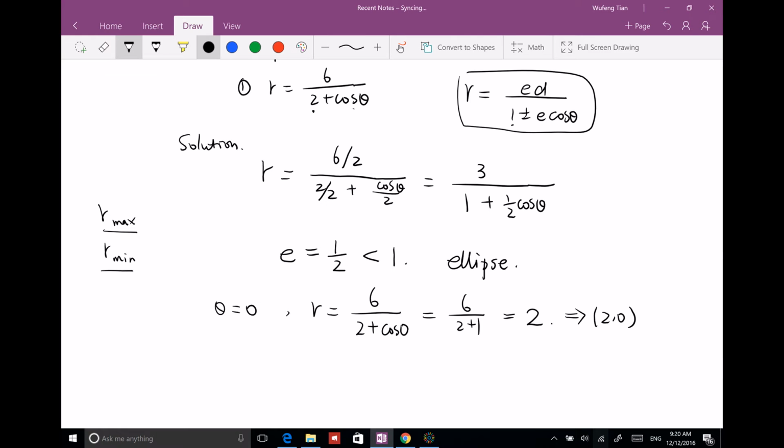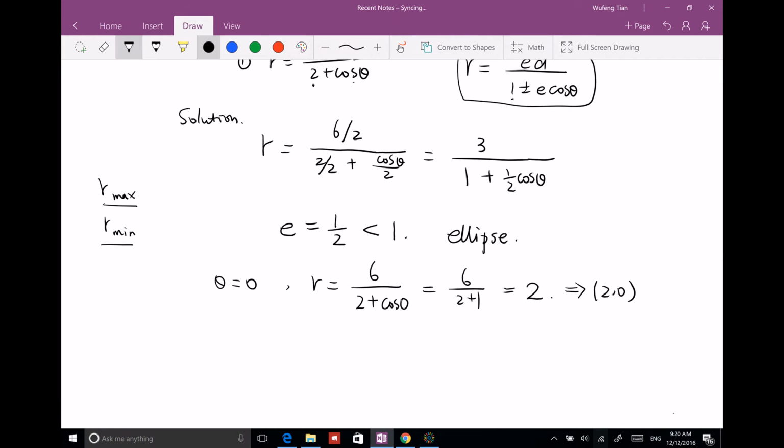Okay. And then we check the other side. The r maximum actually is at theta equals pi. So r equals 6 over 2 plus cosine pi. Cosine pi is negative 1, the minimum value for cosine theta, so r is going to be the biggest value. So 6 over 2 minus 1 equals 6. So the other side is 6, pi.